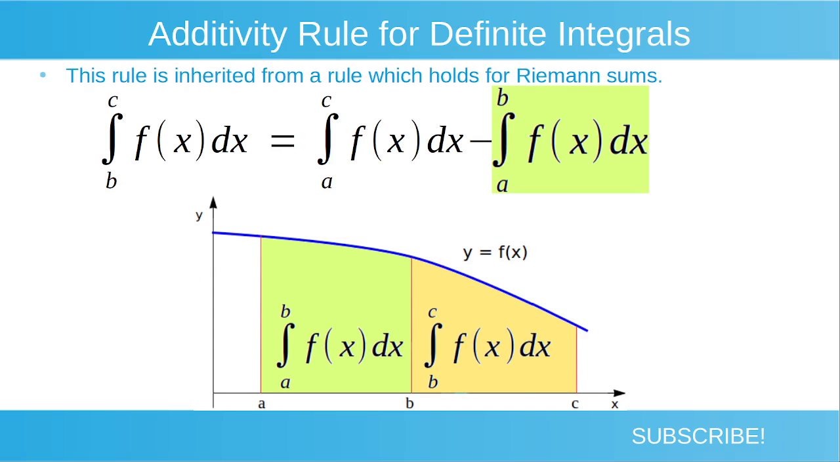This rule is inherited from a rule which holds for Riemann sums. If you'd like to learn more about Riemann sums, please click on my video link shown here on the screen. For now, we continue with the proof.